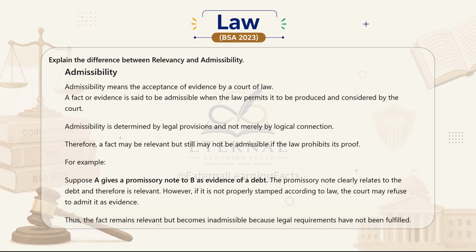For example, suppose A gives a promissory note to B as evidence of a debt. The promissory note clearly relates to the debt and therefore is relevant. However, it is not properly stamped according to law. The court may refuse to admit it as evidence. Thus, the fact remains relevant but becomes inadmissible because legal requirements have not been fulfilled.